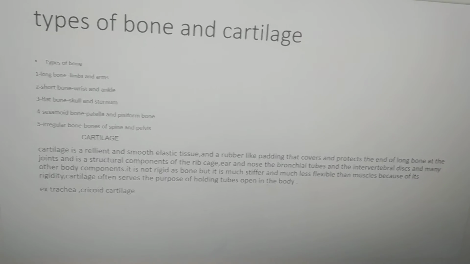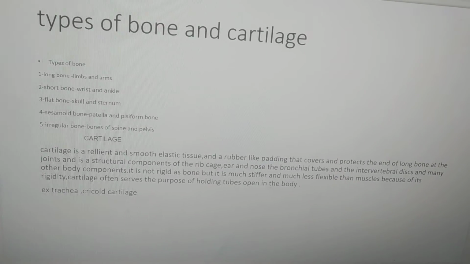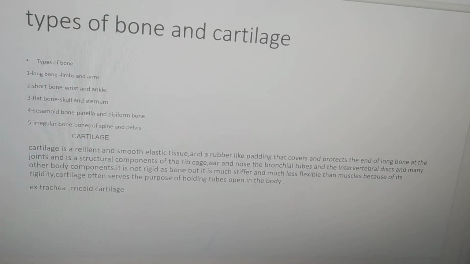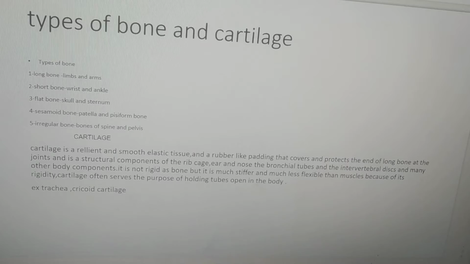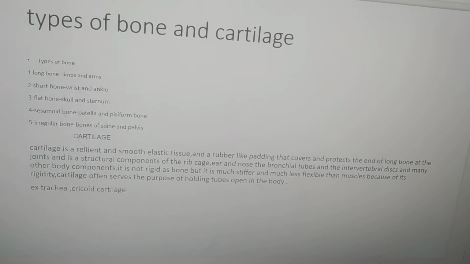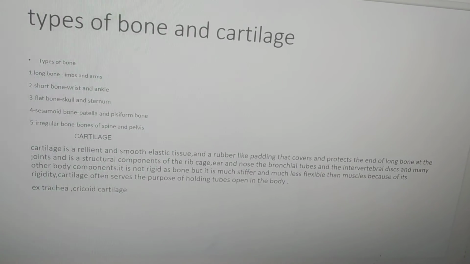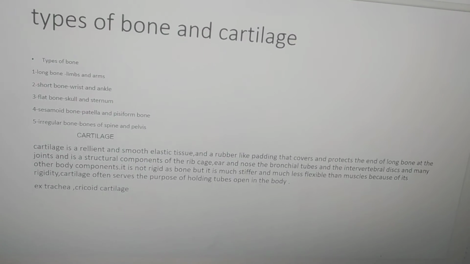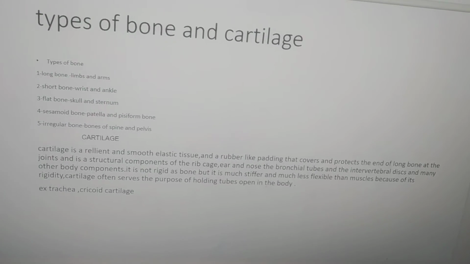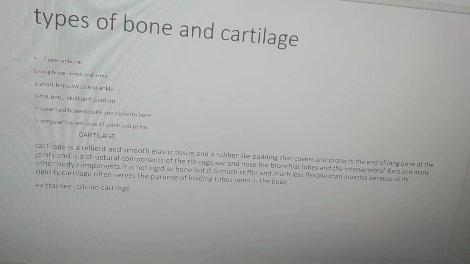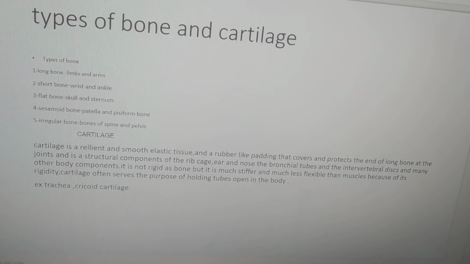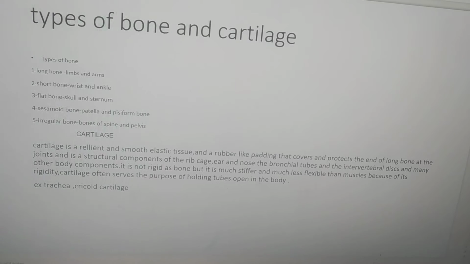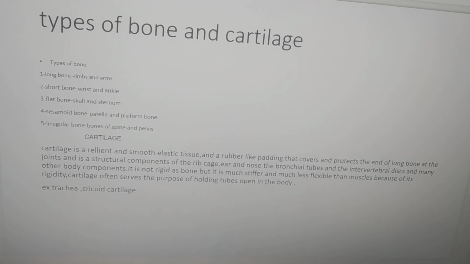Then cartilage. Cartilage is a resilient and smooth elastic tissue, a rubber-like padding that covers and protects the end of long bones at the joint and is a structural component of the rib cage, ear, nose, the bronchial tubes, the intervertebral discs and many other body components. It is not as rigid as bone, but it is much stiffer and much less flexible than muscle. Because of its rigidity, cartilage often serves the purpose of holding tubes open in the body. Example: the trachea and cricoid cartilage.